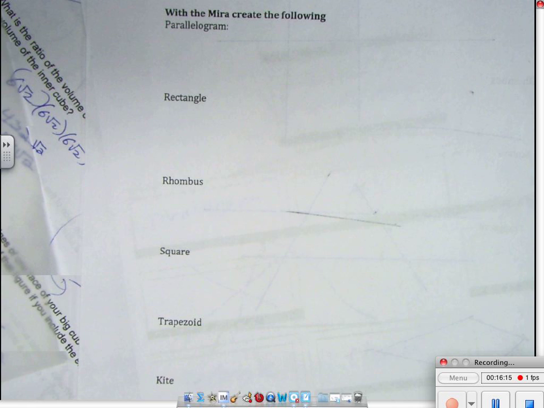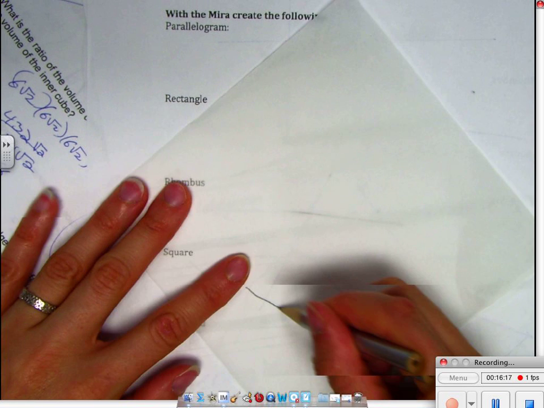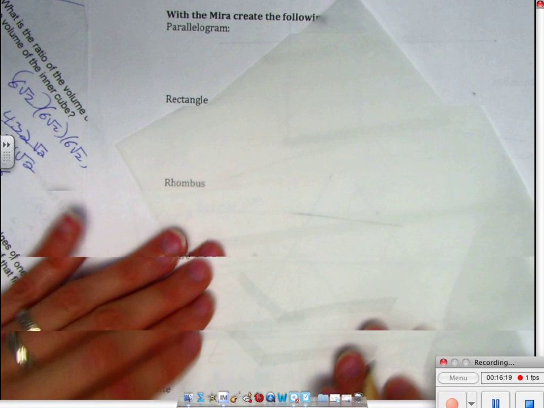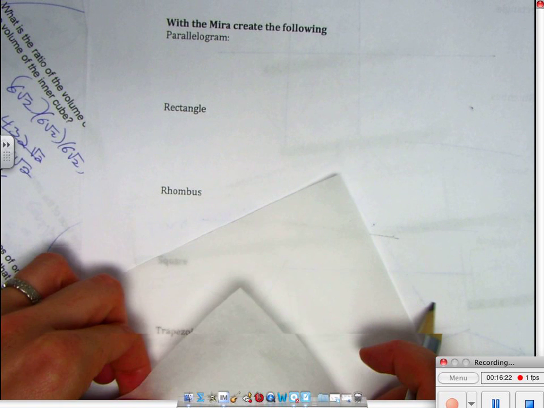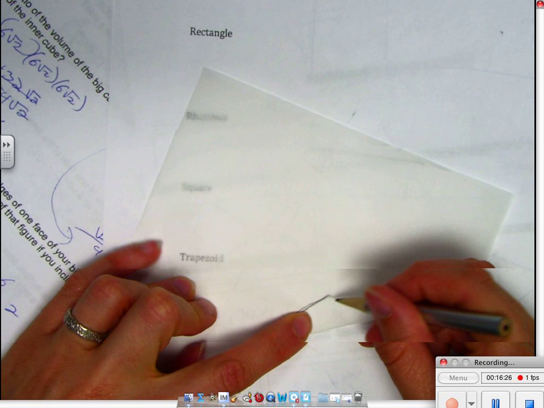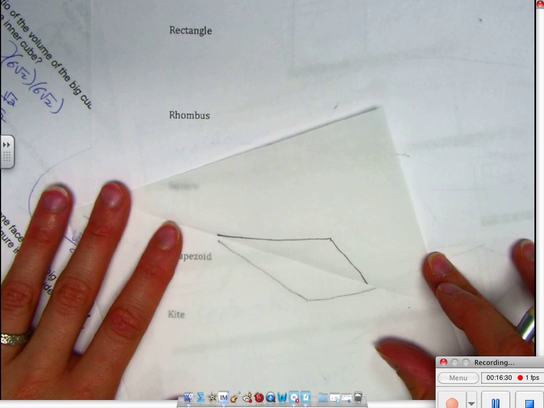Great. Finally, a kite. You draw an angle. You fold it in half, so it would be right down that middle. You trace it. And there's my kite.